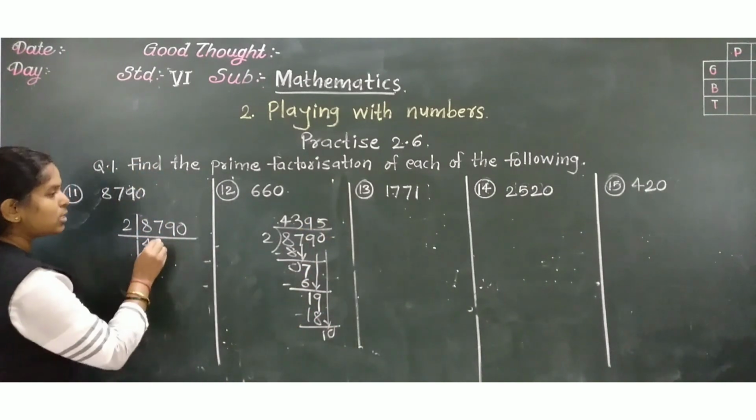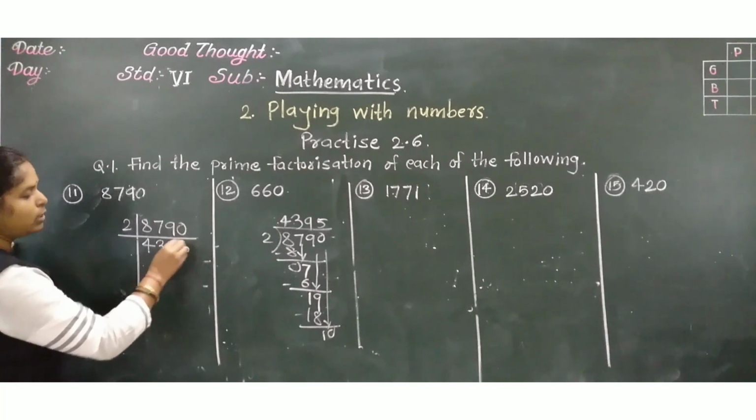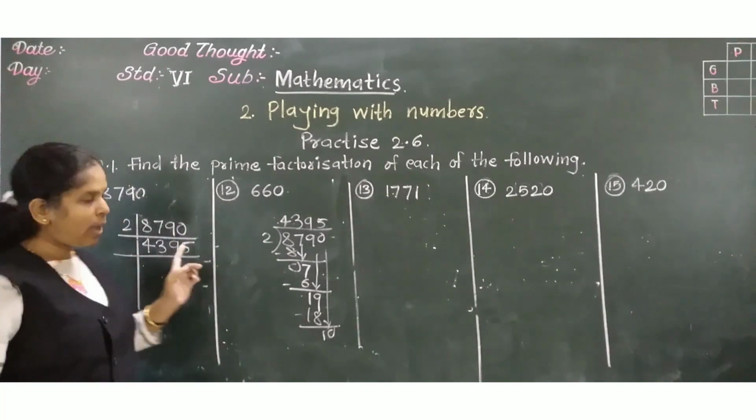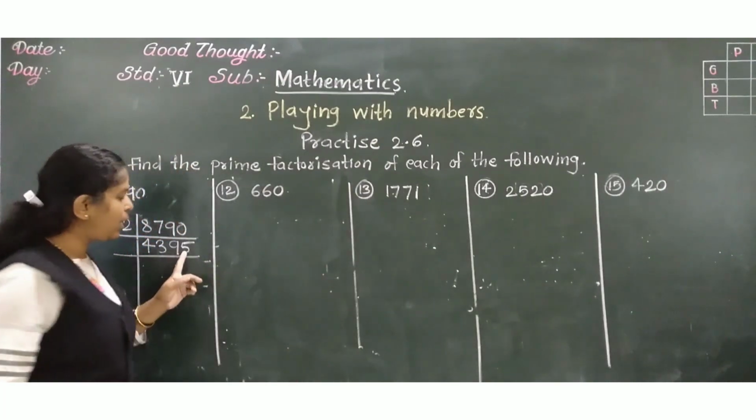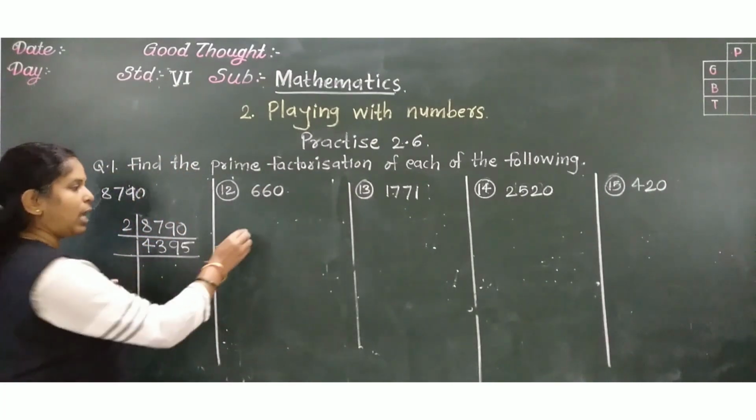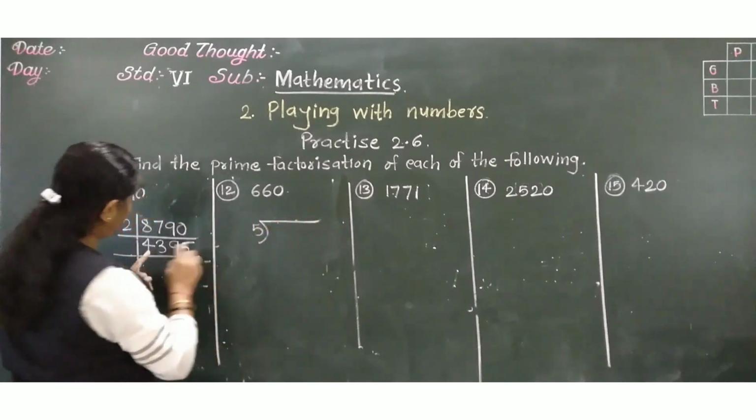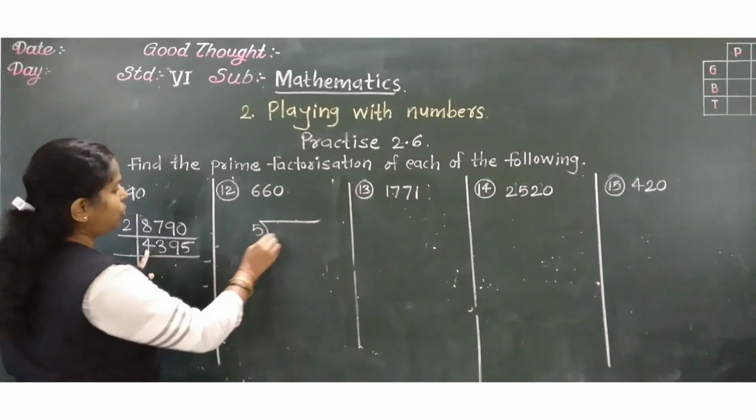Okay. So what answer, what quotient did you get? That you have to write here. Now as 5 is there at its unit place, we can divide it by 5. And 5 is a prime number. Divide this number now.